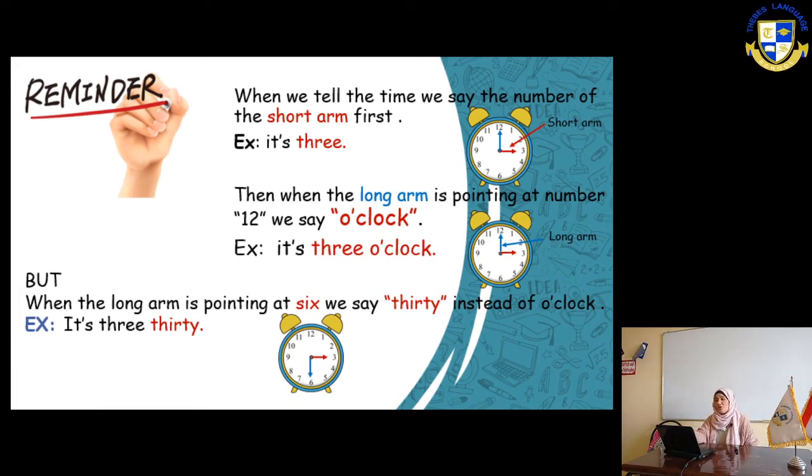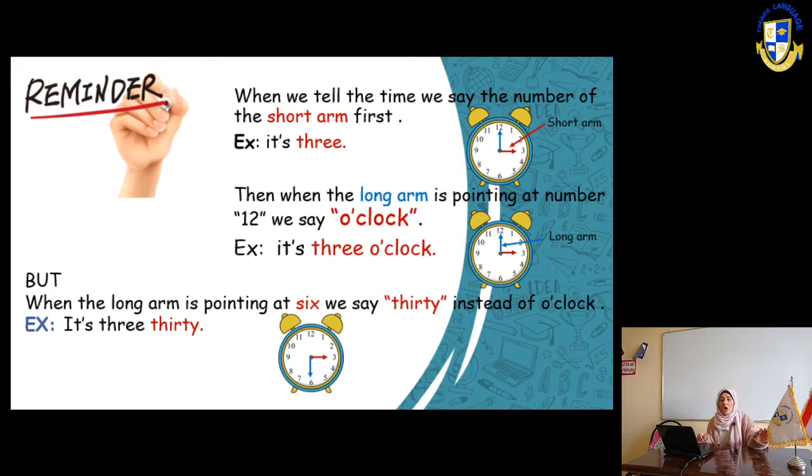Like here, the short arm is at 3. I say first it's 3. Then we say the number that the long arm is pointing at. If it's pointing at 12, we say the word o'clock. Now, let's make it together. It's 3 o'clock. 3 for the short arm and o'clock for 12 of the long arm.